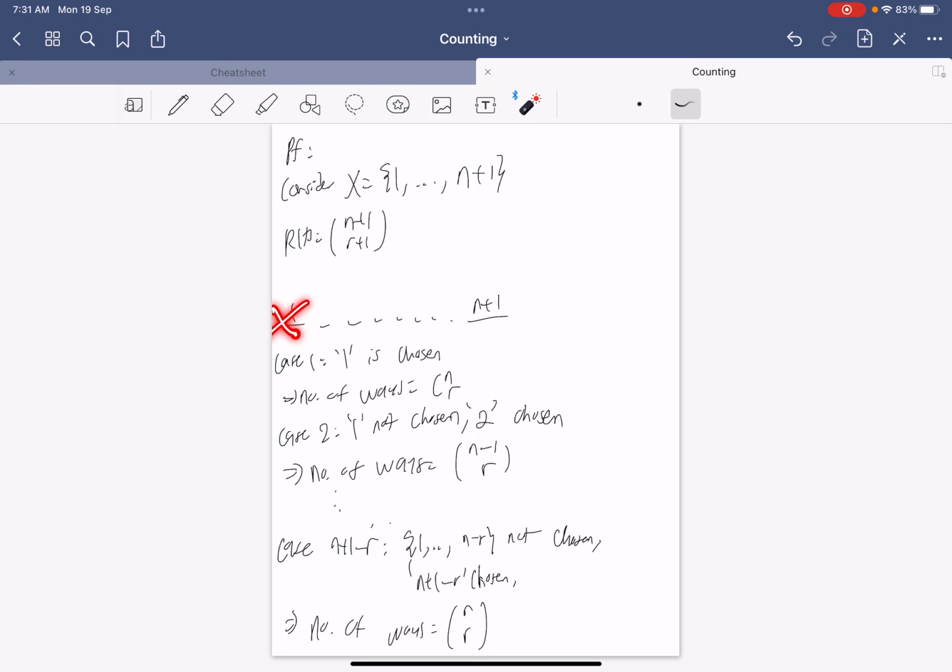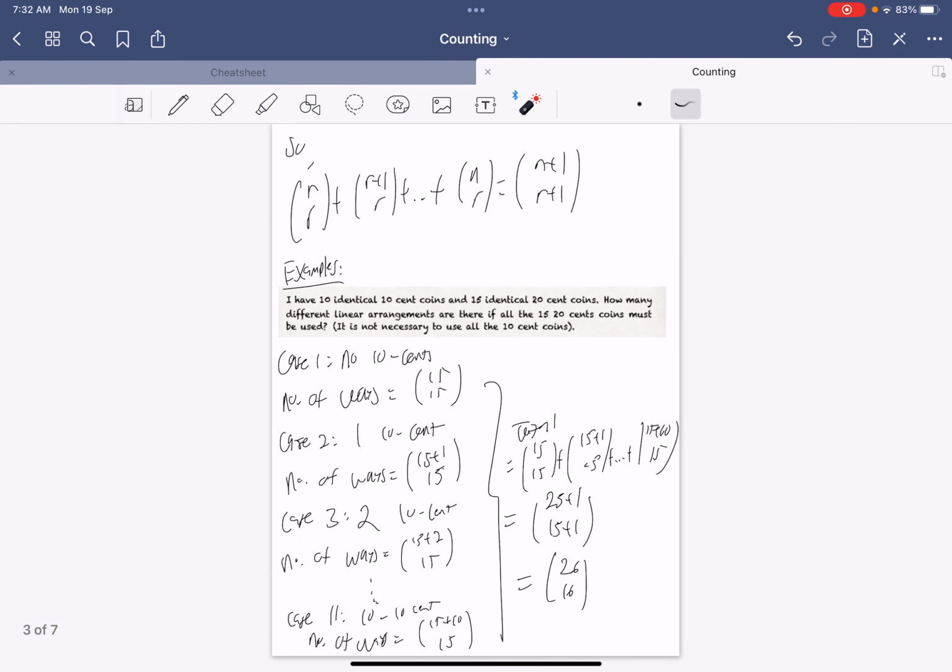Case 2, 1 is not chosen, and now 2 is chosen. So we have a remaining n minus 1 here, and we just choose r. We continue all the way to n plus 1 minus r, because at this stage 1 to n minus r are not chosen, and n plus 1 minus r is chosen, which leaves only r elements, and so you have only one way to choose, r choose r. And so we add them all up. It is basically our identity as shown, and hence this quickly proves Chu Shih Chieh's identity using a combinatorics proof.